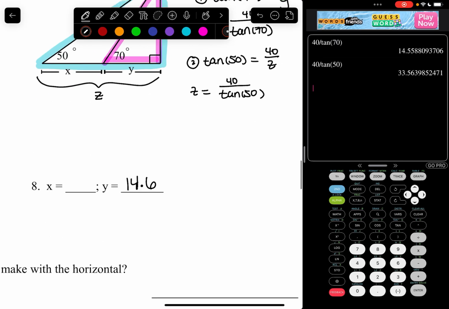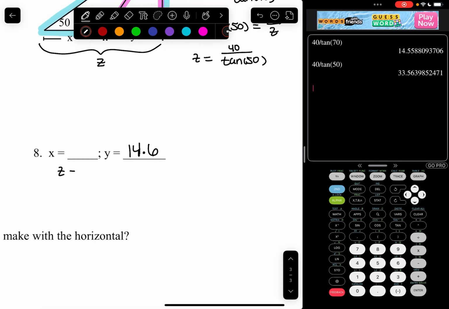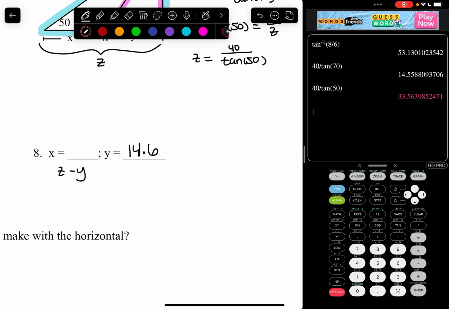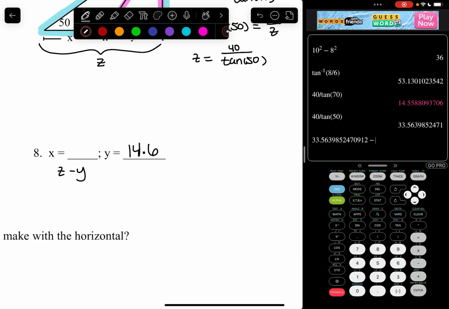In order for me to find x, I have to do z minus y. So I'm going to scroll up in my calculator and grab z minus, and then scroll up and grab the y that I found earlier. Right now I'm using the long decimals, because if I use this rounded value and then use 33.6 and round that, I'm getting further and further away from exact form for x. I want x to be as precise as possible. This is the only way that's going to allow me to do that.